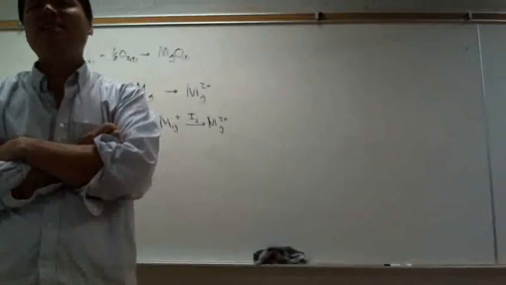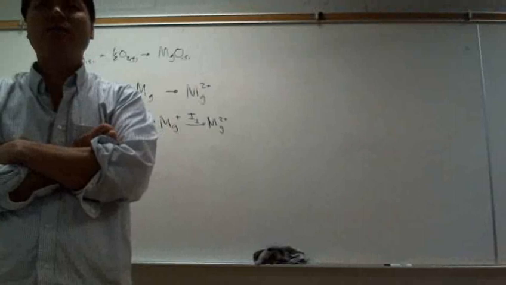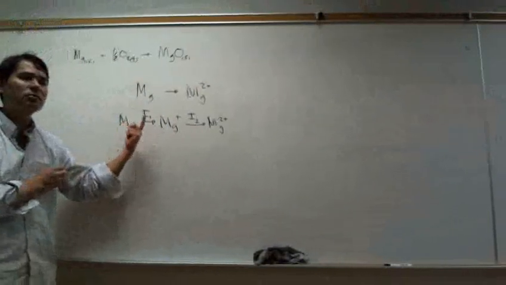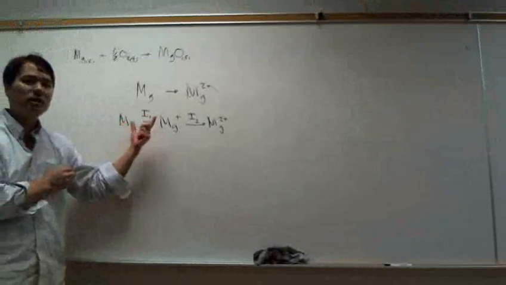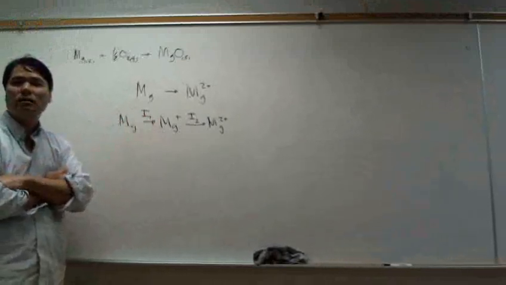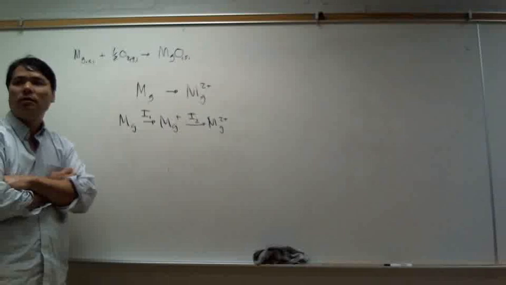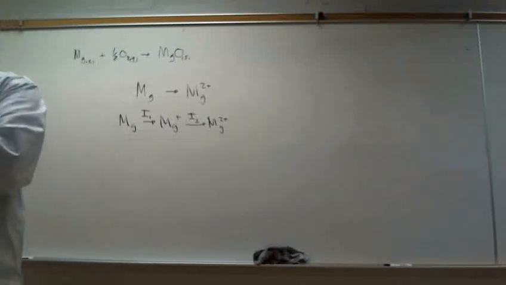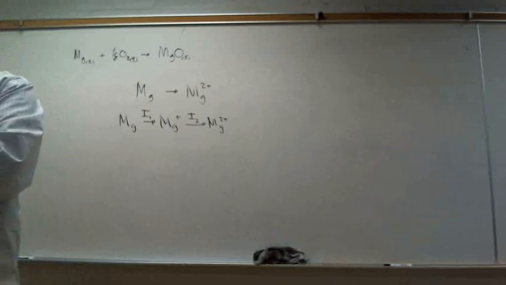But we know that magnesium is a good reducing agent. Why is it a good reducing agent? It's not a good reducing agent because it's exothermic. It's a good reducing agent because I1 is not very large. Things like sodium: sodium is an excellent reducing agent, a powerful reducing agent. In fact, water is strong enough to oxidize sodium metal violently.